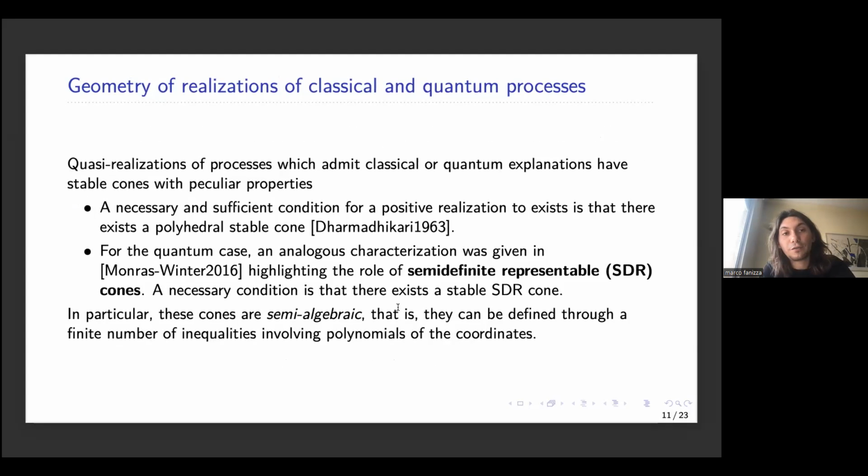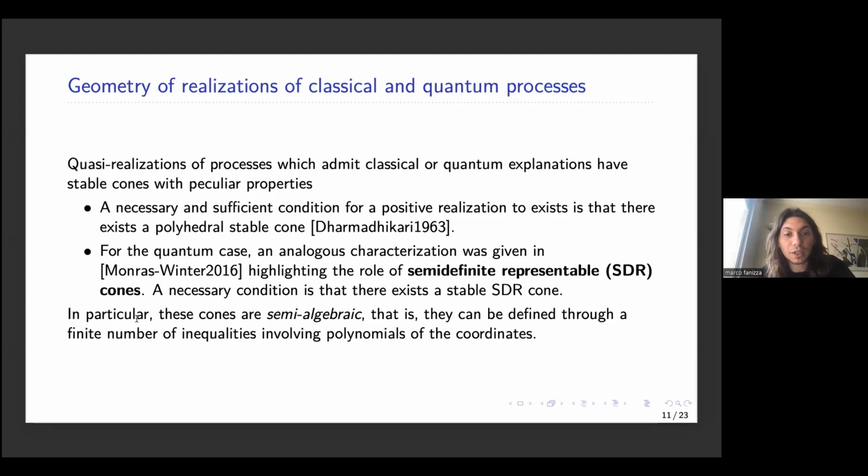So if instead you have the guarantee that there exists a classical or a quantum model for your process, then you also have the guarantee that there exist cones with some peculiar properties. Already in the early days, it was shown that a necessary and sufficient condition for a positive realization to exist is that there exists a polyhedral stable cone. For the quantum case, there is an analogous characterization given by Monras and Winter, where the role of semi-definite representable cones is highlighted. Setting a necessary and sufficient condition is much more complicated. For our purposes, what is important is that a necessary condition is that there exists a stable SDR cone.